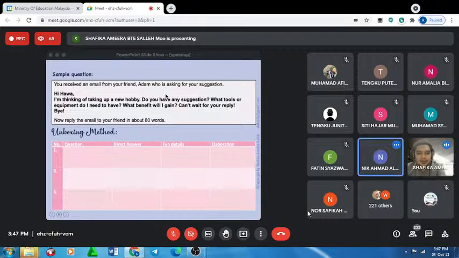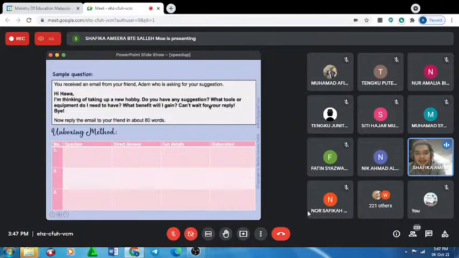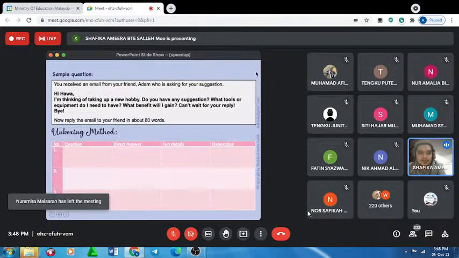Okay, the first one is, okay, I am taking up a new hobby. Okay, so the first question is, do you have any suggestion? Dia nak suggestion of hobby. And then second question that we need to respond to is tools or equipment do I need to have? Maksudnya dia nak tools or equipment.